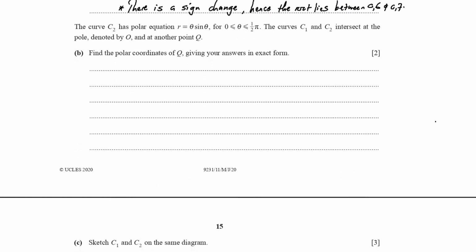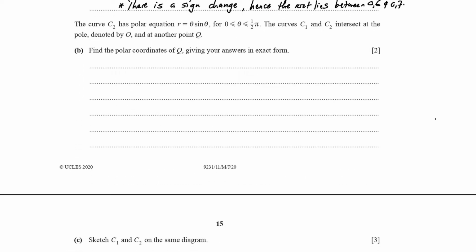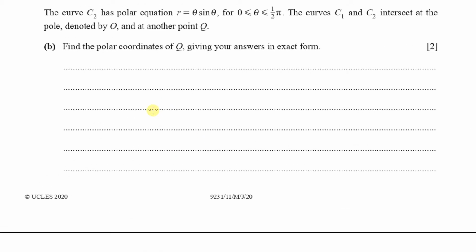Let's move on to the next part of the question, part B. The curve C2 has polar equation r is equal to theta sine theta for values of theta between 0 and half pi. The curves C1 and C2 intersect at the pole denoted by O and at another point Q. So on B, find the polar coordinates of Q, giving your answers in exact form. So what we're seeing here in the question is that we've got two curves, C1 and C2, so we want to work out the point of intersection.